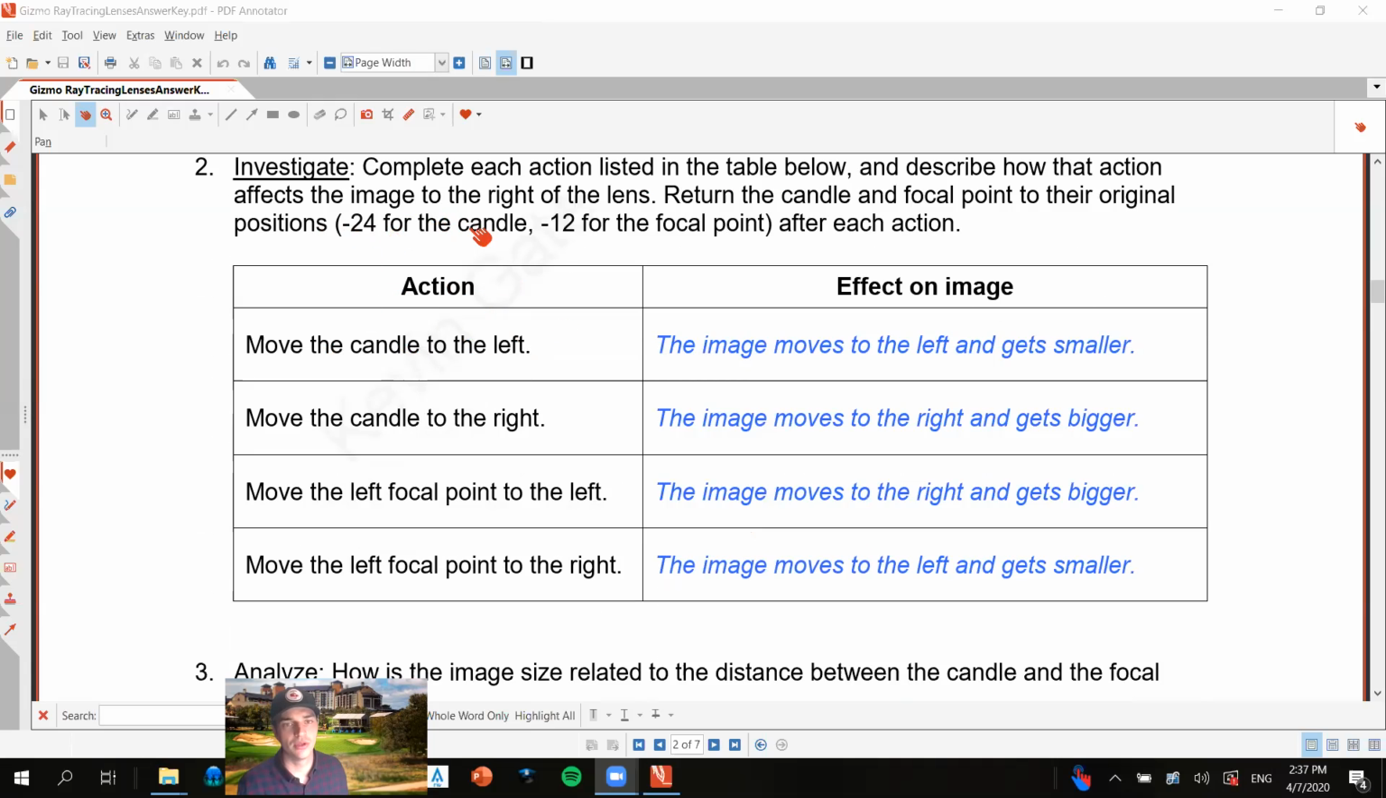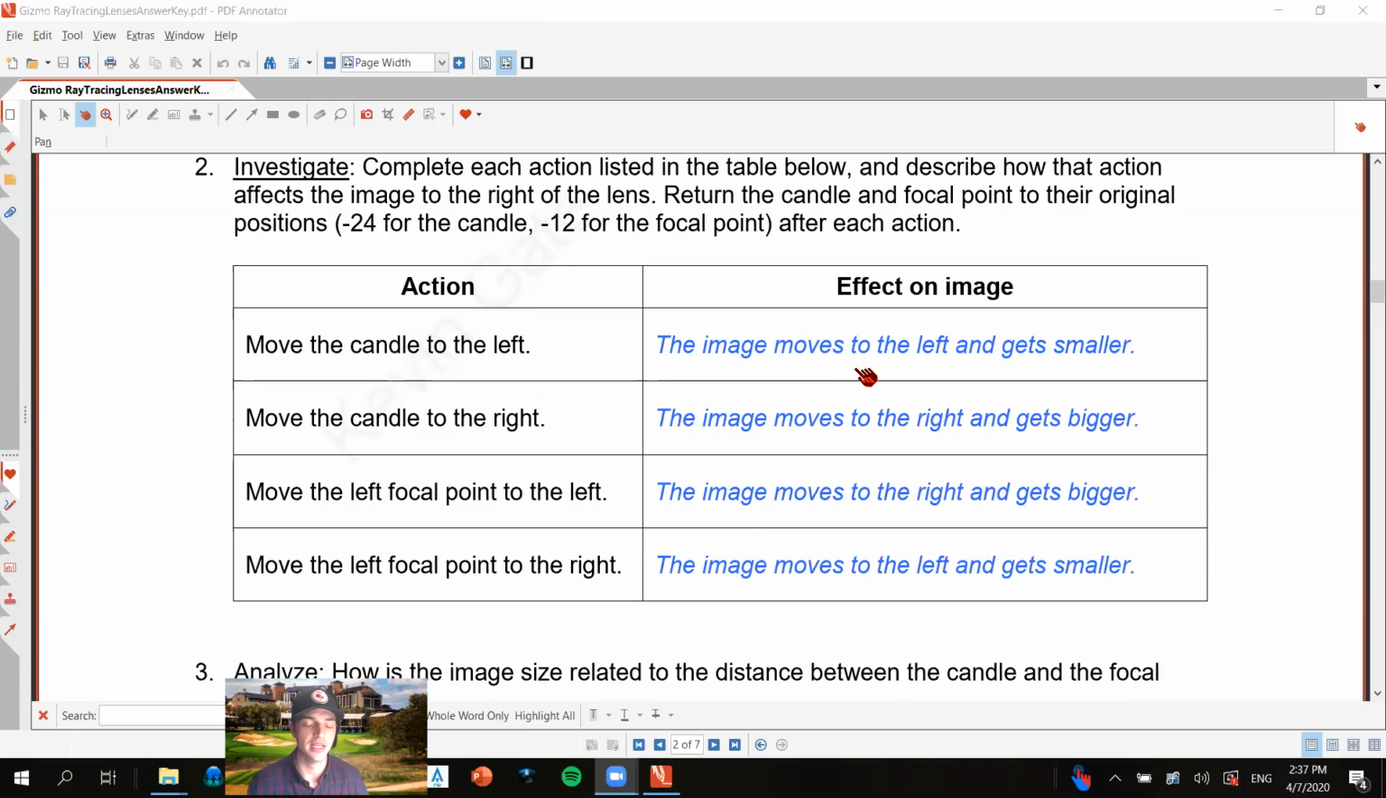So at minus 24 units as our starting point for the candle and minus 12 for a focal point, it asks us to move the candle to the left. If we move it to the left, we're moving it away from the focal point, away from the lens. What we should notice happening is that the image moves to the left and the image produced is smaller than the original object. It then asks us to reset.